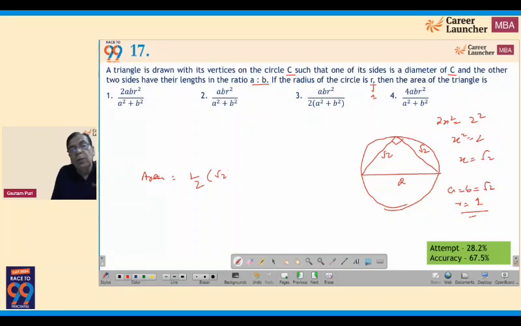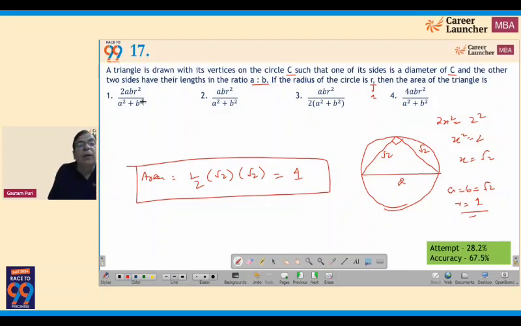Half into base into height, which is equal to 1. So we are looking for value 1. So start substituting A into B. What does it become? 2 into root 2 into root 2. R square will be 1 upon A square is 2 plus 2. A square is 2, B square is 2. So 4. So 2 into 2, 4. So this is equal to 1 can be the answer. Now this is coming out to be 1.